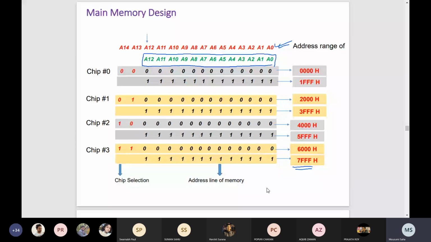Now here after A12, the remaining 2 lines we can use for selection of the chip. So when A14 and A13 are 00, that means chip 0. When 01, chip 1, 10 for chip 2, 11 for chip 3. So you can understand why we need the decoder circuit. This A14 and A13 we can give as the input to the decoder circuit, and from that we have four output lines, and each line is for selection of one chip. So with 4 output lines, we can select 4 chips.